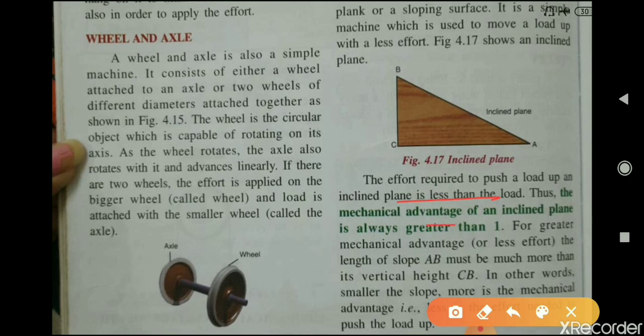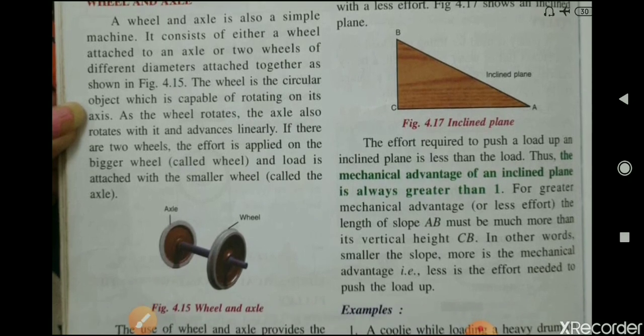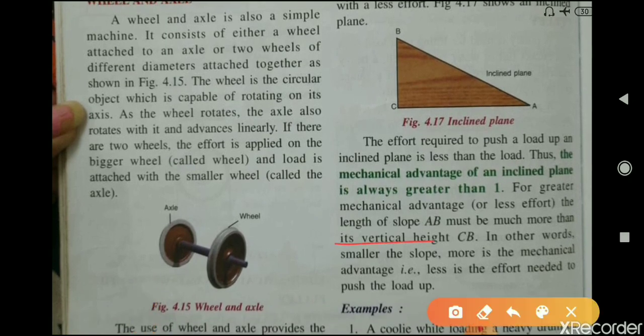Thus, the mechanical advantage of an inclined plane is always greater than 1. For a greater mechanical advantage, the length of the slope AB must be much more than its vertical height. This sloping side of the inclined plane must be greater than this height. In other words, the smaller the slope, the more the mechanical advantage. That is, less effort is needed to push up the load.